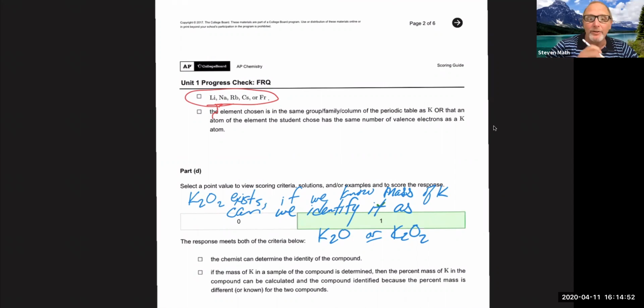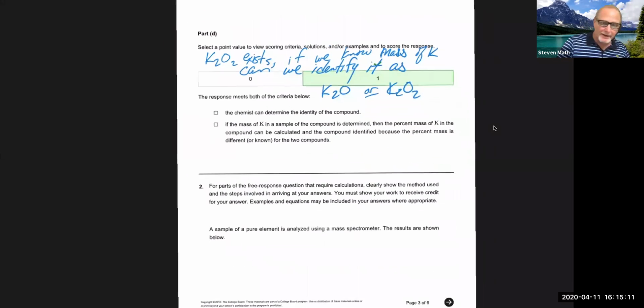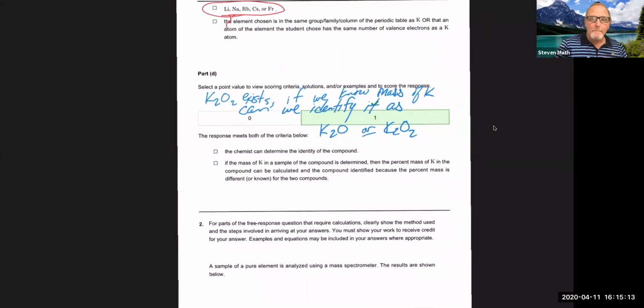Why? Because it's in the same group or family, the same column of the periodic table. Therefore, it has the same chemical behavior because it has the same valence configuration. All right? And D says that K2O2 also exists, that we could make a potassium peroxide.